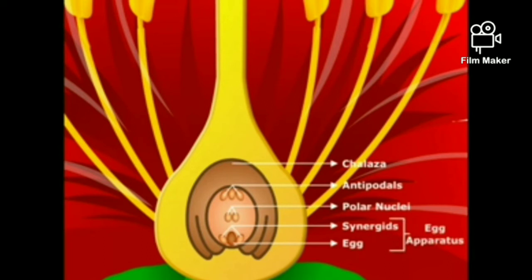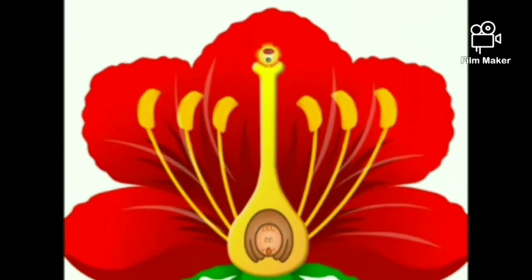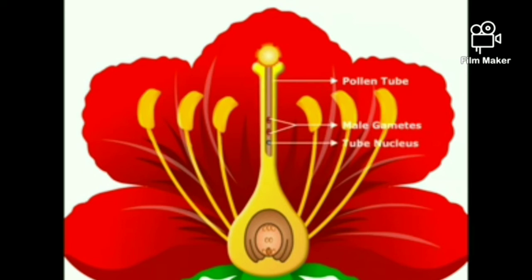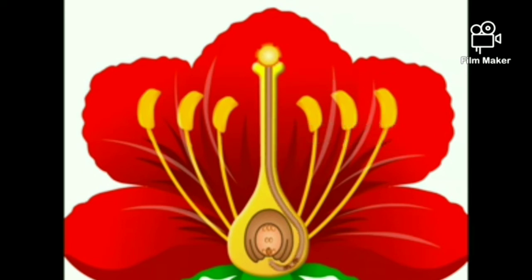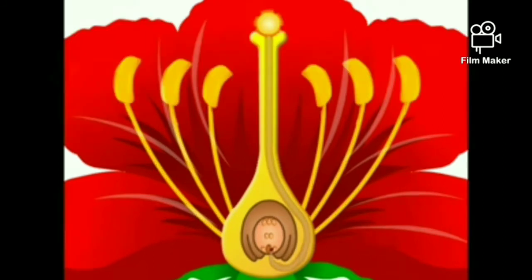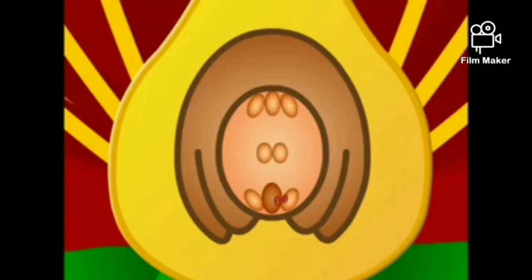The pollen tube emerges from the germ pore. The haploid generative cell undergoes mitosis to form two male gametes. The pollen tube enters the embryo sac through the micropyle. It enters through the degenerating synergids.